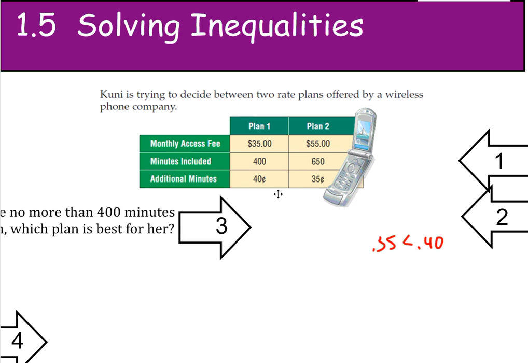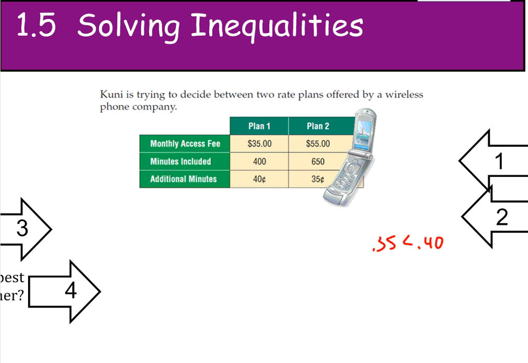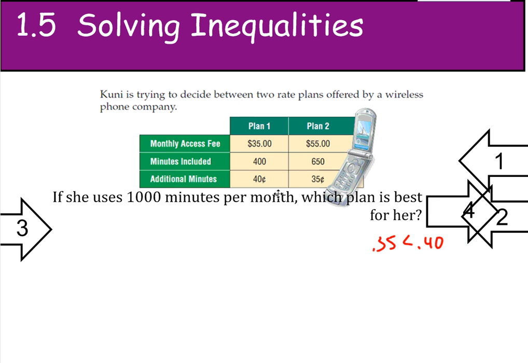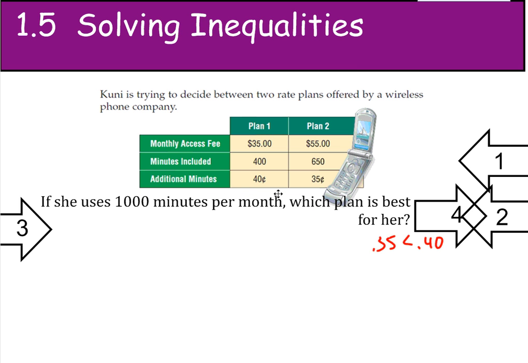Now, if she's a talker and she wants to use 1,000 minutes a month, which one's going to be the best bet for her? So now here's where you got to kind of think a little bit. So plan 1 is going to be 35 bucks plus 40 cents times every minute over 400. So if she goes 1,000 minutes, that means 600 minutes are going to be charged at 40 cents.